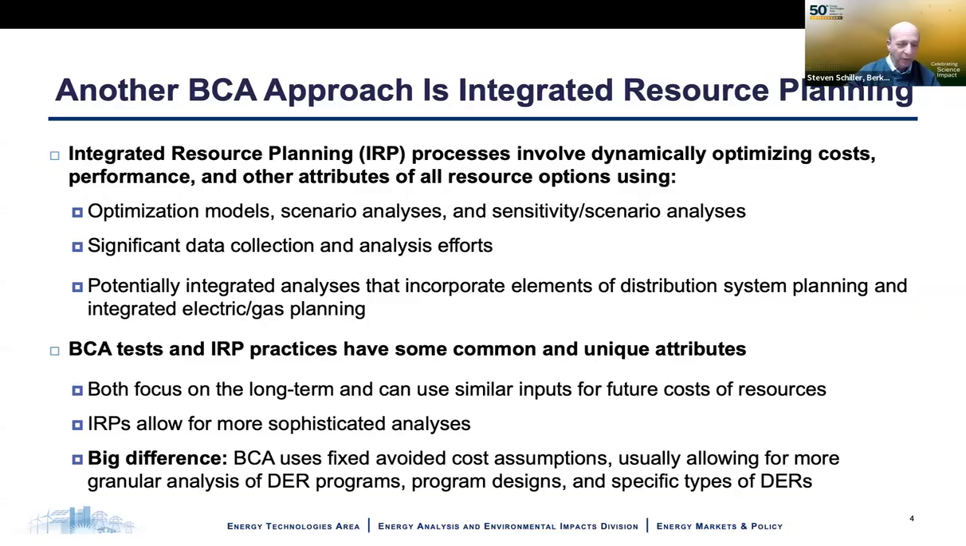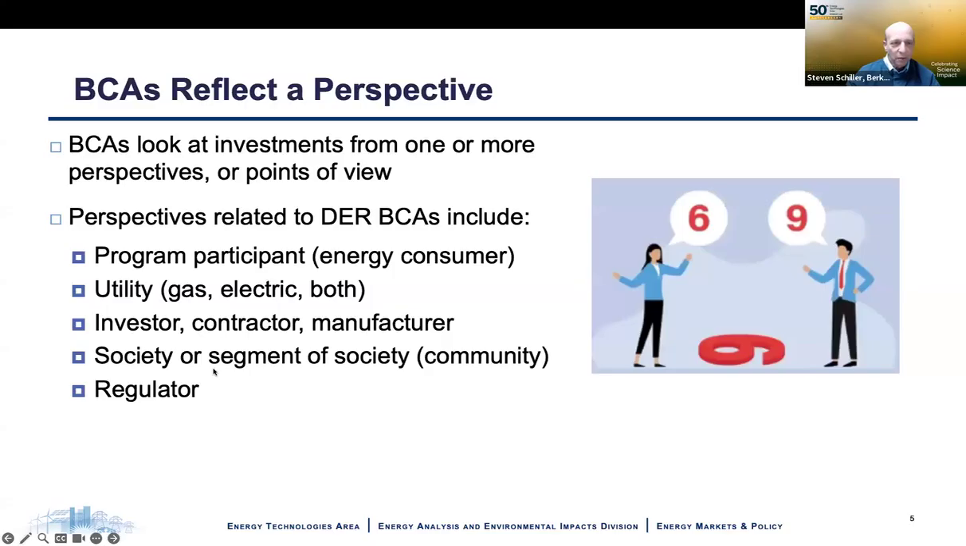Basically, the benefit cost analysis tests I'll be talking about and IRPs have some common characteristics. They both focus on the long term. They use similar inputs. But the IRPs really allow for more sophisticated analysis. And the big difference is these benefit cost analyses use fixed avoided cost assumptions for electricity or natural gas. What that typically allows for is more granular analysis of individual DER programs, program designs, and technologies. But we're going to be talking about benefit cost analysis tests.